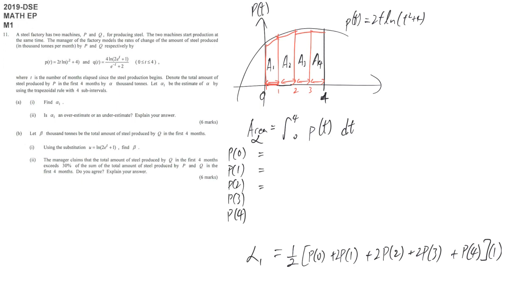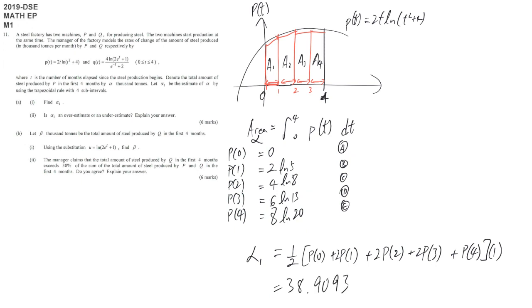We just substitute it inside, we get 0. And then we get the other values, and then you store all these values into A, B, C, D, E. So it's much easier for you to use the calculator if you store these values into 5 different slots. Then we get 38.9093, correct to 4 dp.